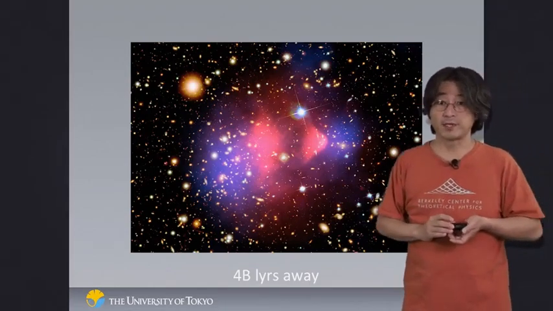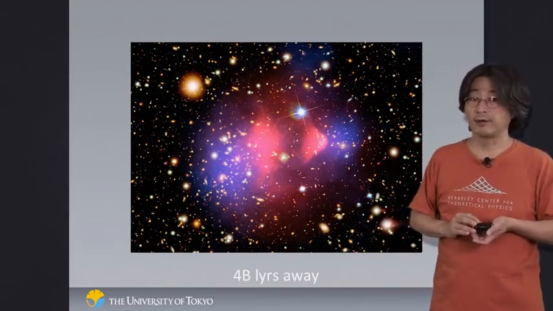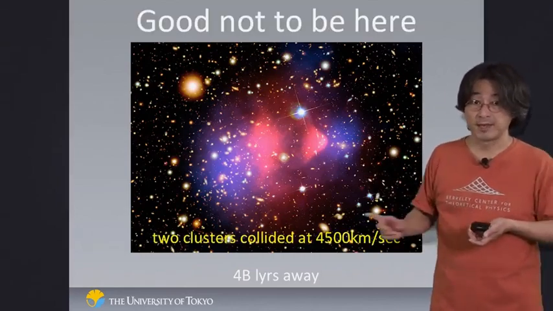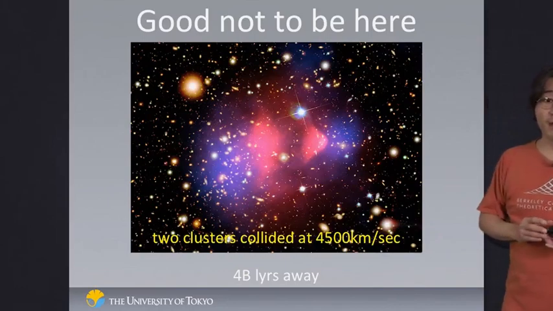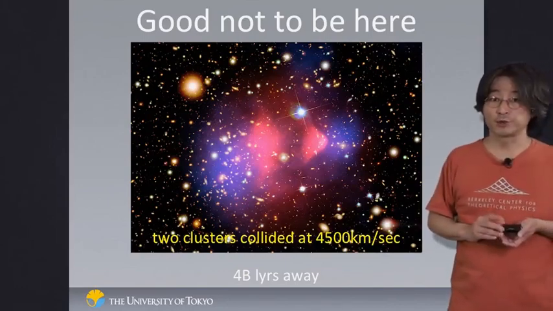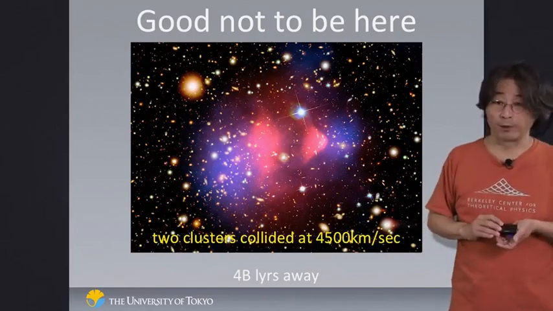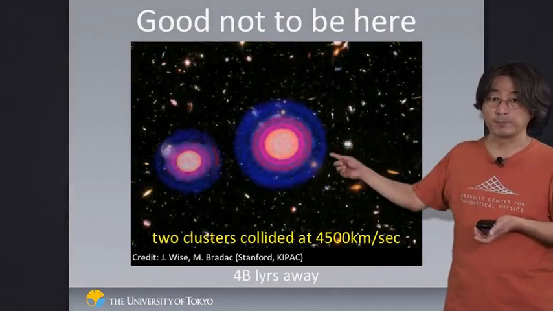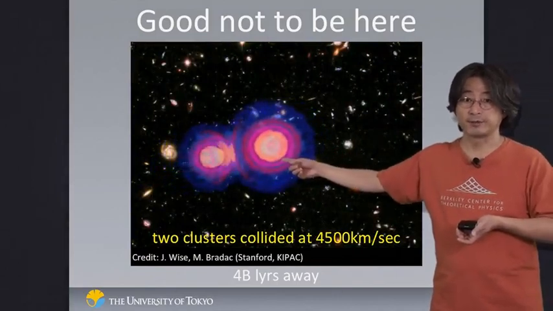So after people studied this in great detail, it turned out that this is an aftermath of a collision of two clusters at an incredible speed of 4,500 kilometers per second. And people have done a computer simulation to reproduce this picture in the following way. So here are two clusters. Each of them is an ocean of dark matter in blue, and the gas is sprinkled inside.